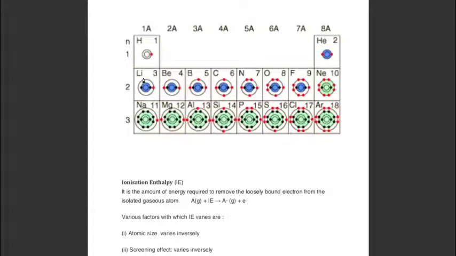Let us understand this variation with the help of this diagram. As we move from lithium to beryllium, one electron is being added in the outermost shell and at the same time one proton is also added in the nucleus. In boron, again one electron is added here, one proton added in the nucleus, carbon again and nitrogen, and so on. So as we move from left to right in one particular period, one electron is added in the outermost shell and at the same time one proton is also added in the nucleus.